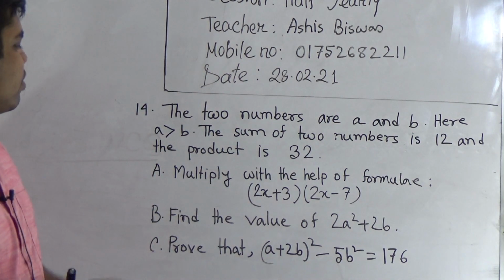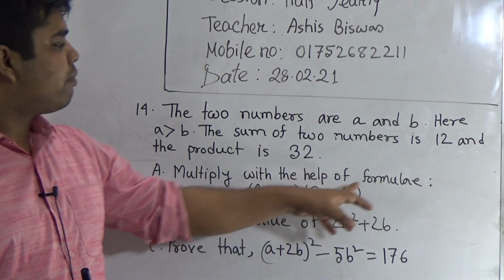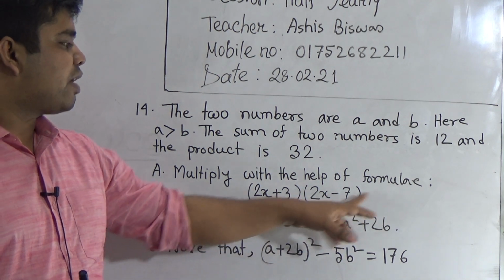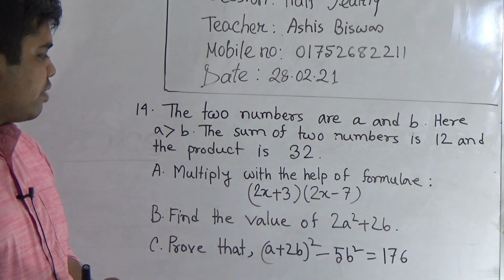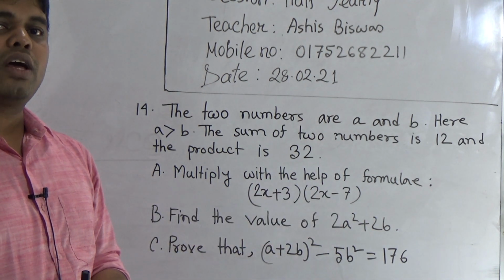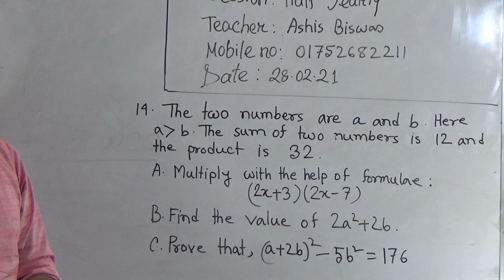Okay. So question number A: multiply with the help of the formula, 2x plus 3 into 2x minus 7. That means, dear students, we do this multiplication by using a formula. Which formula? (x plus a) into (x plus b).